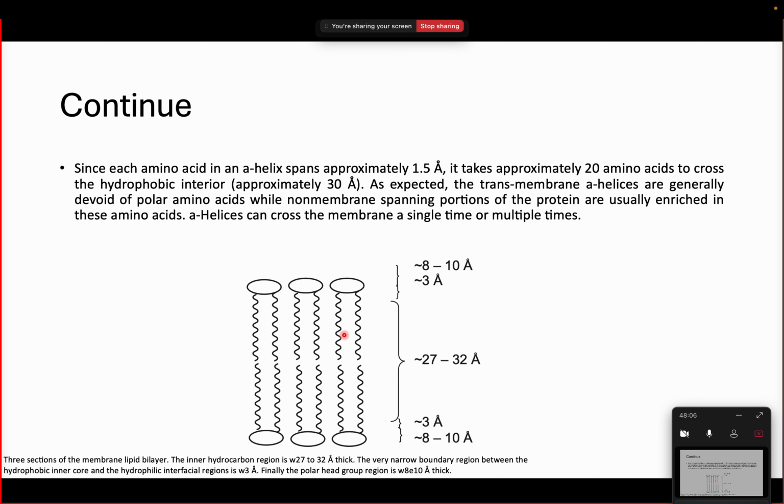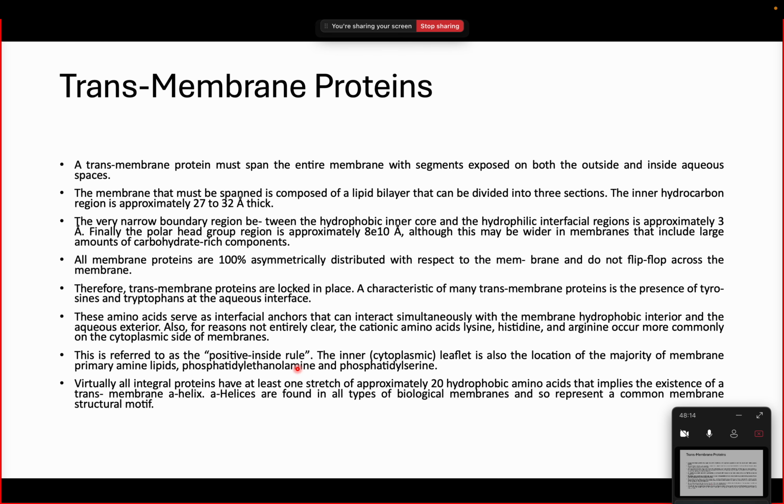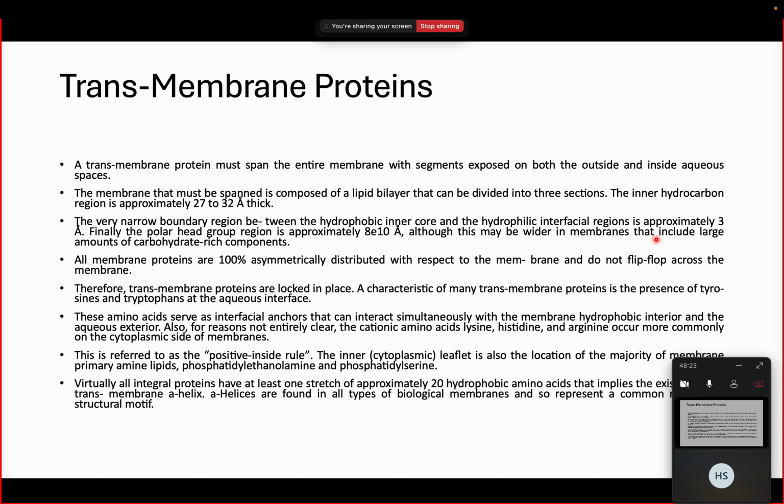So this is what it is saying, that a transmembrane protein needs to traverse this whole bilayer, and only then will it be called a transmembrane protein, correct? So it is rightly mentioned here. The very narrow boundary region between the hydrophobic inner core and the hydrophilic interfacial region is approximately 3 angstrom. Finally, the polar head is approximately 8 to 10 angstrom, although this may be wider in membranes that include a large amount of carbohydrate, right?